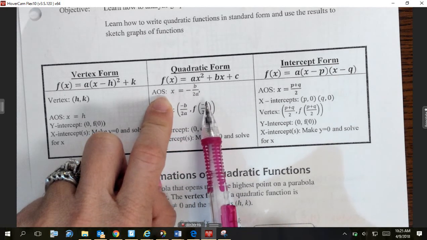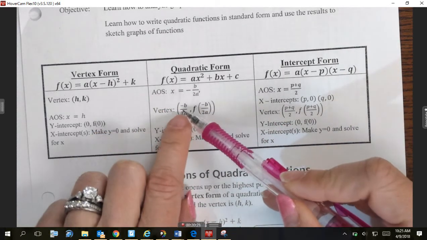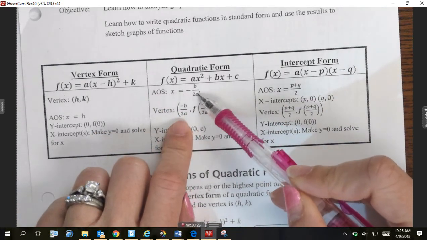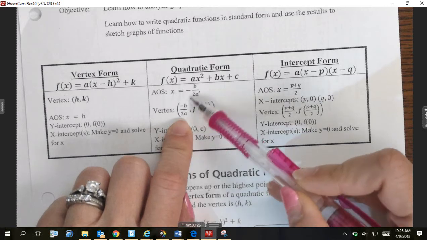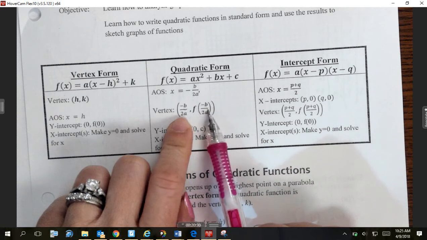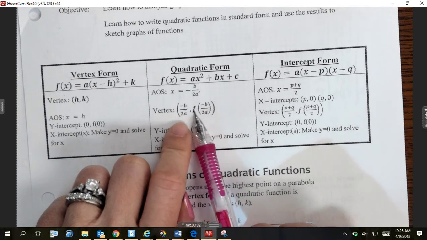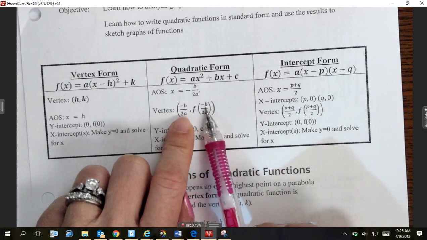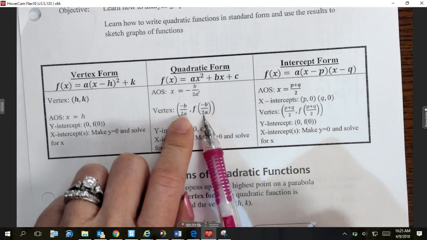Then to find the vertex, the x value is the exact same as the axis of symmetry, so those are the same. Then I have f of the axis of symmetry here. That just means plug in your axis of symmetry into the x to find your y value. That's what this means here.